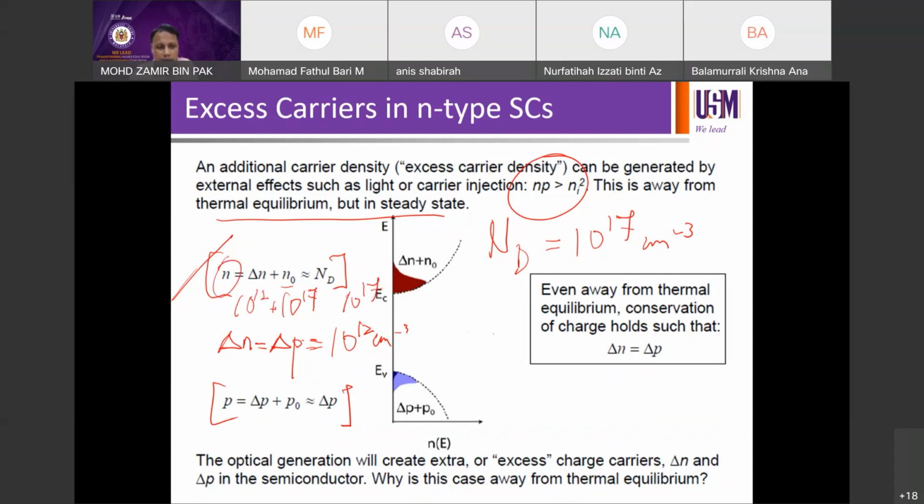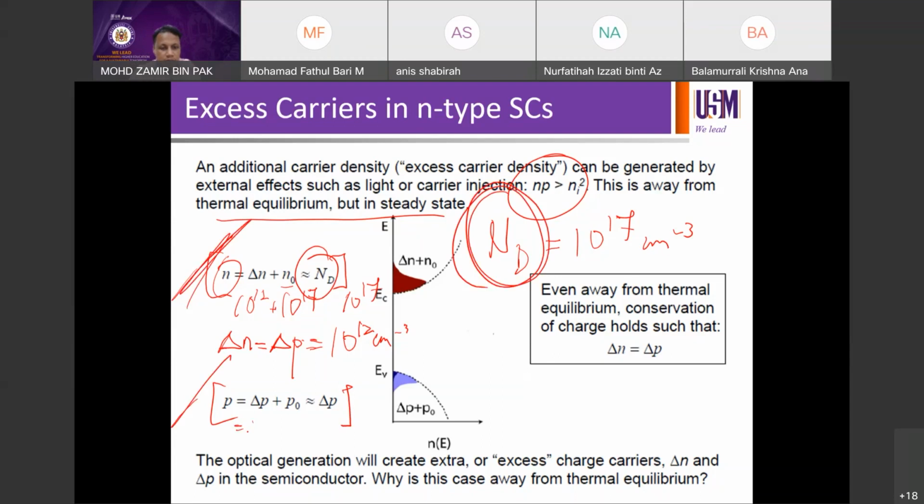So that's why your N here can be approximated to ND, because you barely change the carrier concentration of the majority carriers, right? Remember that these are the majority carriers, electrons. So that's why you have to really understand this concept. So what happens then to the minority carriers?